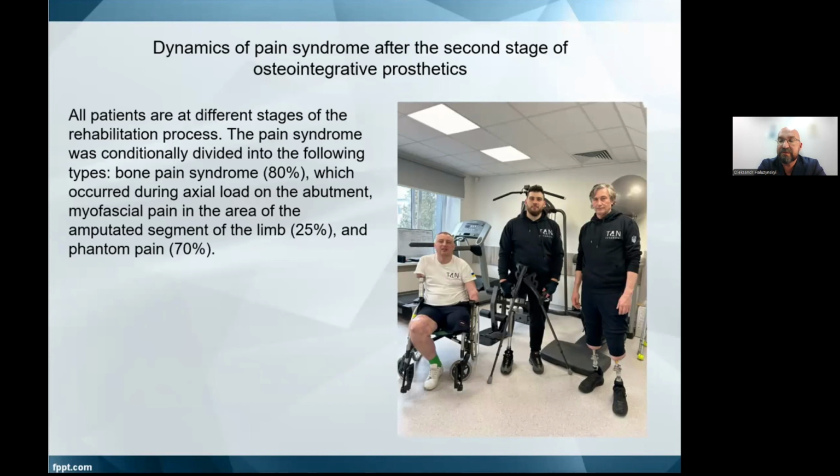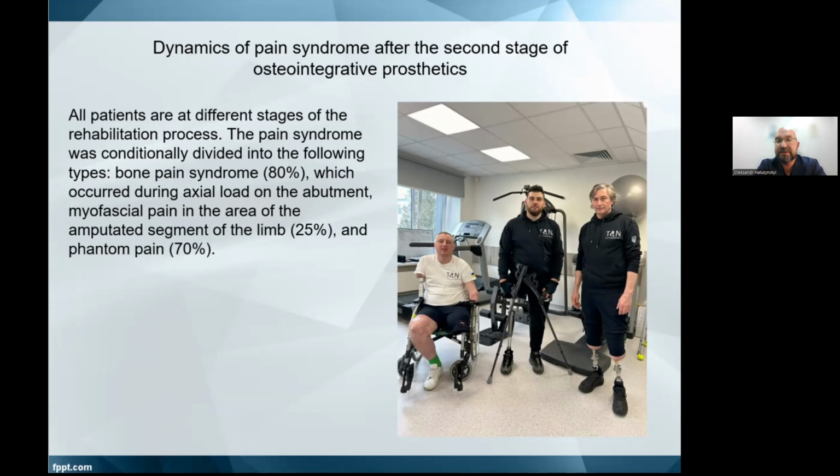Myofascial syndrome occurred in the form of enthesopathies in the area of the nearest joint and was well treated with physiotherapy and short courses of non-steroidal anti-inflammatory drugs. Phantom pain increased in some patients, but this was a short-term phenomenon. In some cases, we successfully used augmented reality, a method proposed by Max Ortiz Catalan, but this is the topic of a separate report. By the end of the rehabilitation, all our patients got rid of pain.